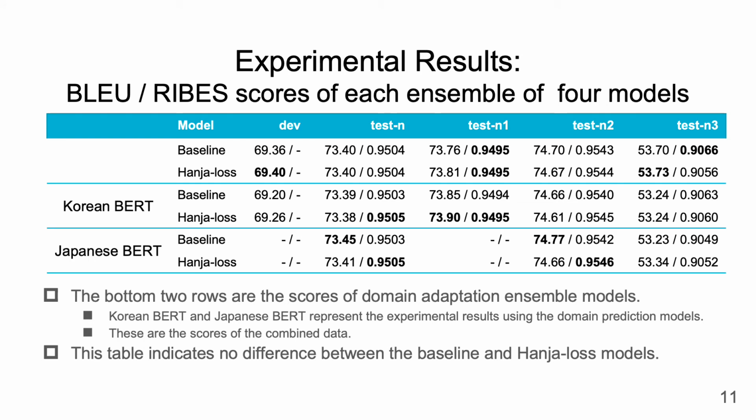Next, I show the BLEU and RIBES scores of each ensemble of four models. The bottom two rows are the scores of domain adaptation ensemble models, and Korean BERT and Japanese BERT represent the experimental results using the domain prediction models. Looking at this table, there is no model that scores consistently better than other models across all evaluation data. Therefore, this table indicates no difference between the baseline and Hanja loss models.